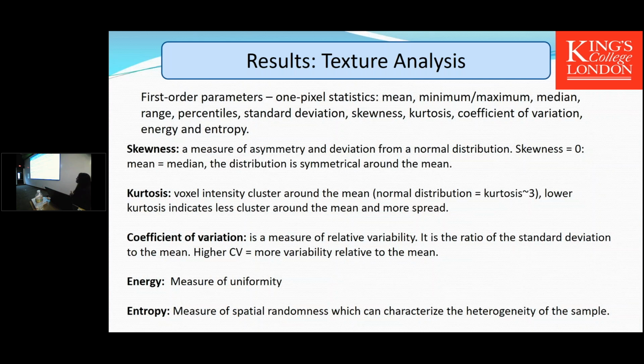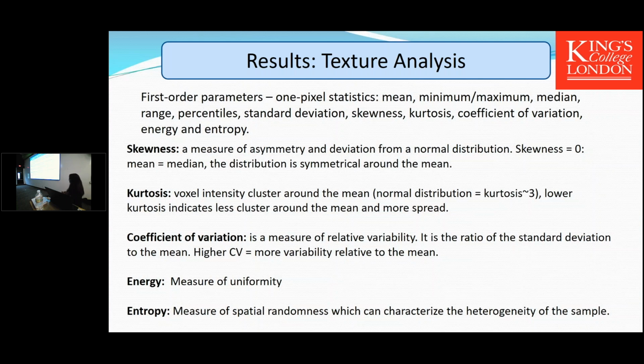So skewedness is a way of measuring the asymmetry and the deviation from a normal distribution. So if you imagine a normal distribution on a curve, the skewedness, if it's perfect, it would be 0. And so the distribution of those voxel intensities would be symmetrical around the mean. Kurtosis describes voxel intensity cluster around the mean. So if you imagine your normal distribution, a perfect normal distribution, you would have a kurtosis of about 3. A lower kurtosis number indicates that there's less cluster around your mean, and therefore there's more spread of your voxel intensities away from your mean.